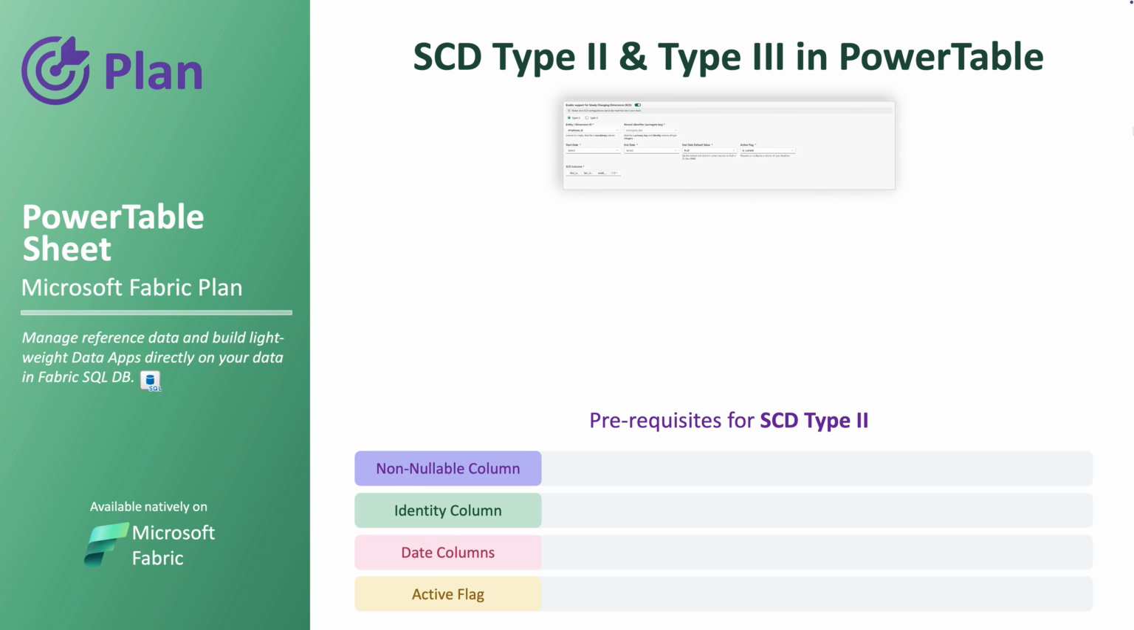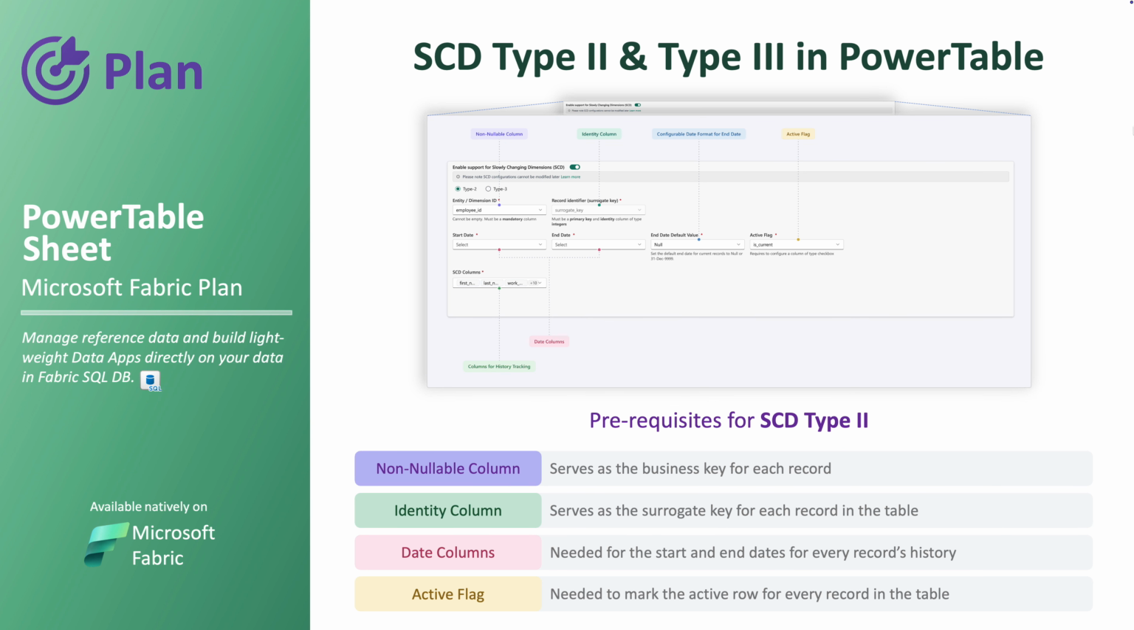For Type 2 SCDs, PowerTable tracks the history of the entire row. To do this, you'll need, at minimum, an identity column as the primary key to serve as the surrogate key, a non-nullable column as the business key for each record, a pair of date columns for the start and end dates, and a Boolean column to flag active records.